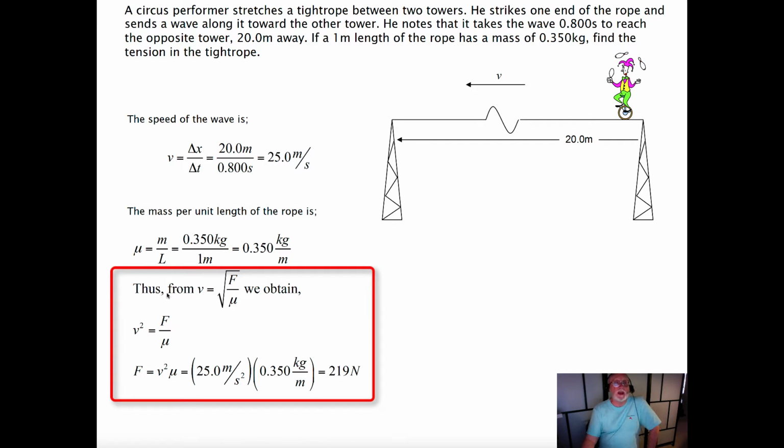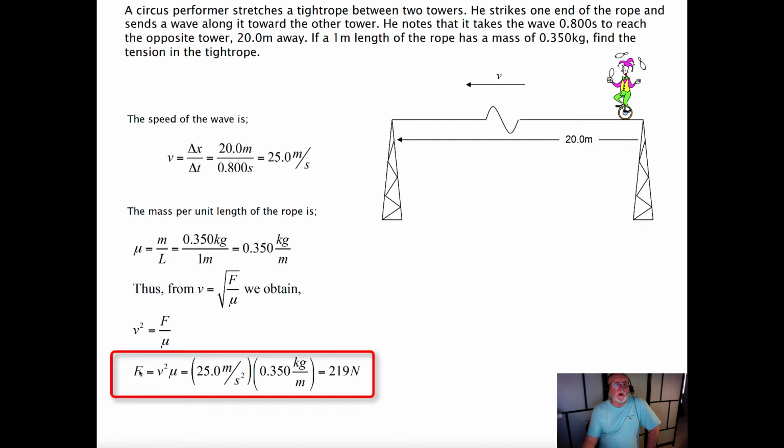So by using the relationship for velocity, the square root of F divided by mu, we can obtain that the velocity squared is equal to F divided by mu. It's not the frequency, that's the force, the tension. Sorry about that. The velocity squared then is the force, or the tension, divided by mu, the mass per unit length.